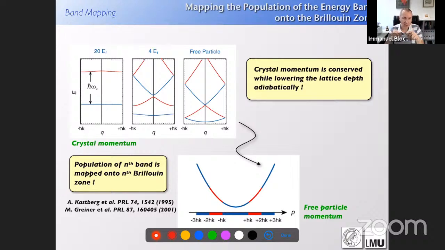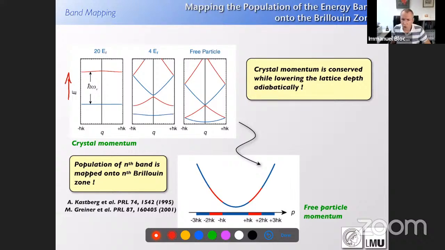And for that, I want to make use of something that we call band mapping. It's a very nice technique to reveal the population of the different energy bands, the quasi-momenta in the different energy bands in the system. So what I plot here, for a simple one-dimensional sinusoidal lattice, is the band structure. So this is energy on the vertical axis versus quasi-momentum or crystal momentum on the horizontal axis.